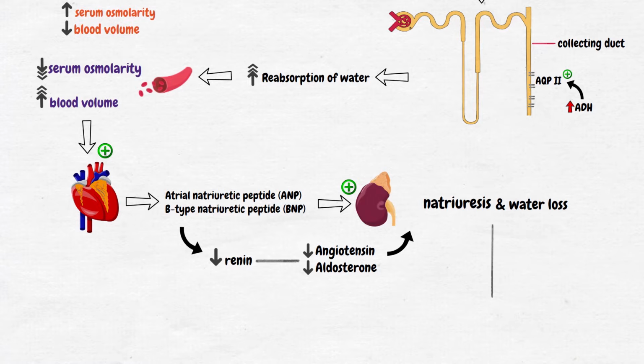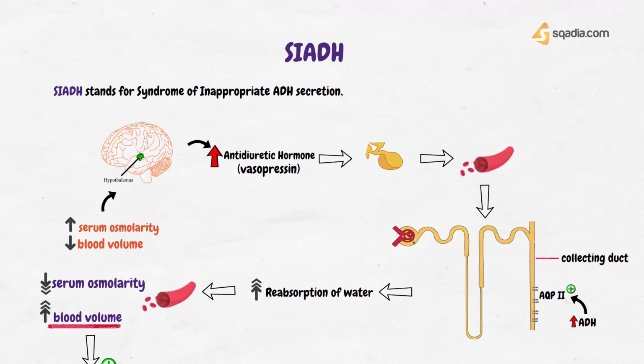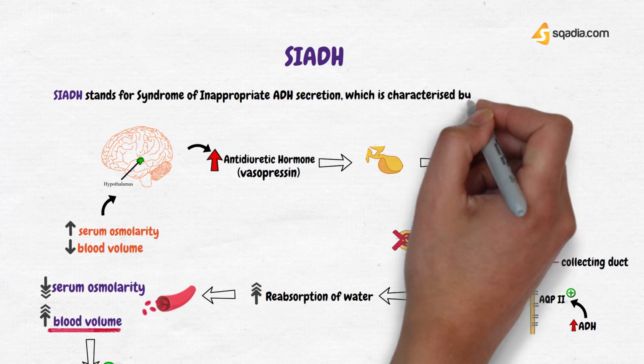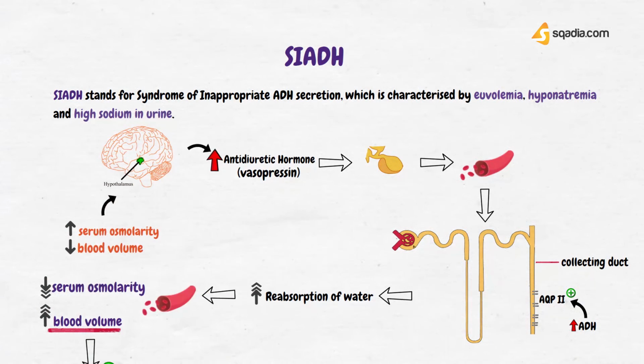So the overall effect of SIADH is euvolemia, as the high blood volume developed initially is brought back to normal by the loss of water into urine, hyponatremia, and high sodium in urine due to excretion of sodium into urine. These three characteristics are important for SIADH, so let's go back and add this to its definition. It is characterized by euvolemia, hyponatremia, and high sodium in urine.